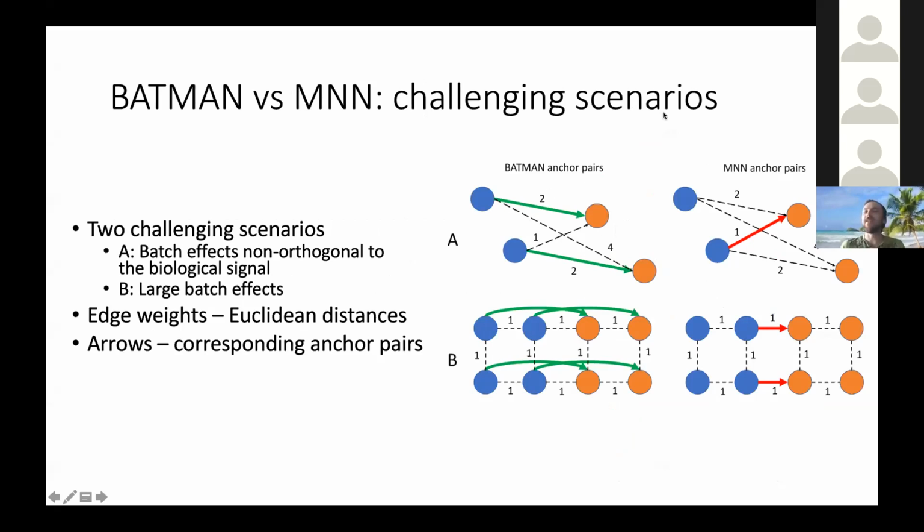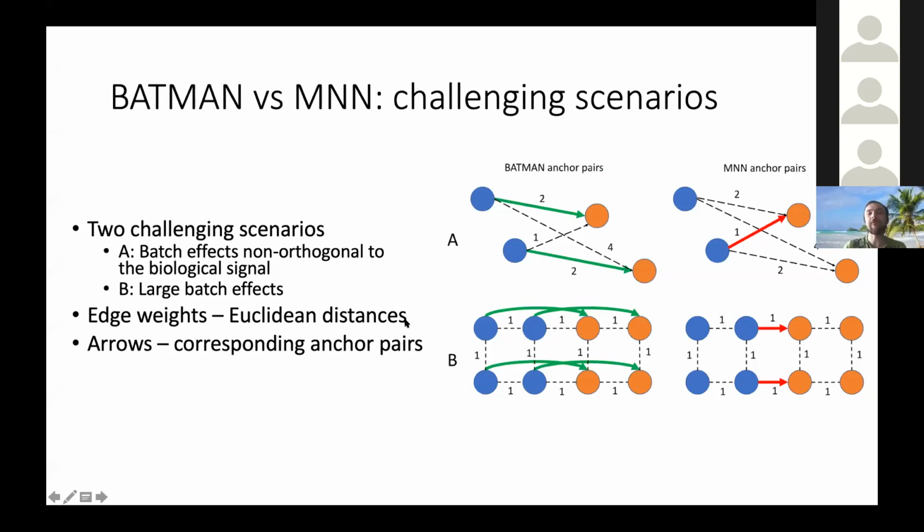And so in this case, if we have these, the weights here are Euclidean distances, right? And so these are the correspondence of representatives, or correspondence between the cells created by Batman. And here, this would be a vector, or the only mutual nearest neighbor if we take the top one MNN. So this would be the integration vector for the case of using MNN.